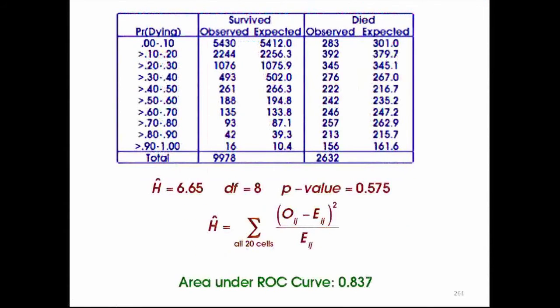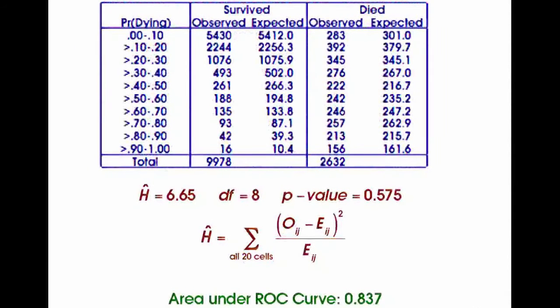Here's the same goodness of fit test, except we're using 0 to 10%, 10 to 20%, so the probabilities are pre-grouped. And again, I have observed and expected counts. You see that by the time you get to 90 to 100% probability of dying, most of those patients die, to be sure. The numbers are getting thinner, but we're still not in any kind of problem, and we have plenty of numbers. We have a very large sample size here.